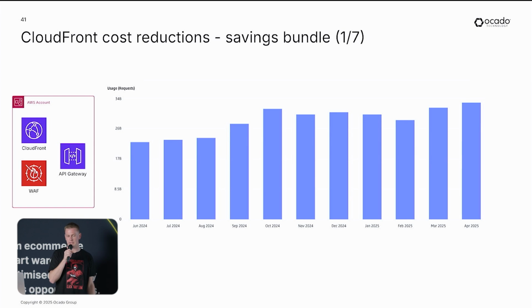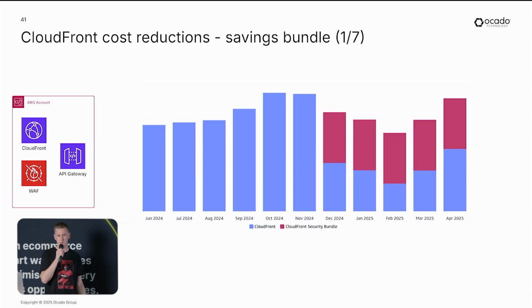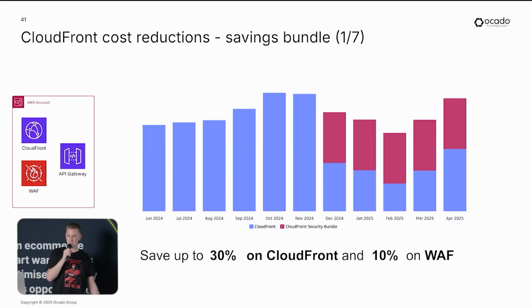At the same time, if you look at the other chart, which shows the traffic, so the number of requests passing through our CloudFronts, you can see that it differs a bit month to month. But in general, the cost saving related to the security bundle is much higher. If you commit to a 1-year spend on CloudFront, you can save up to 30% on CloudFront and 10% on Web Application Firewall. But again, as Roman previously mentioned, commitment is a two-edged sword. You can save the money, but if you overcommit, you're going to have to pay what you committed for.